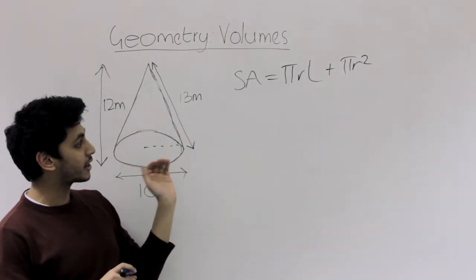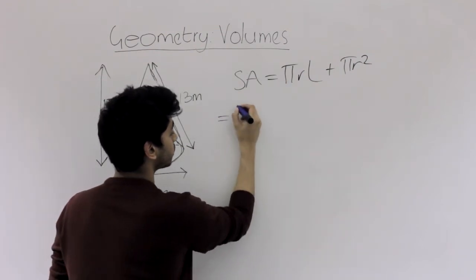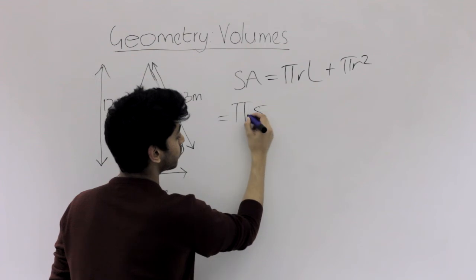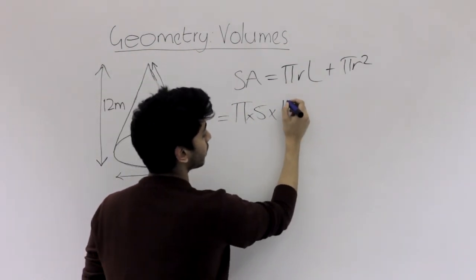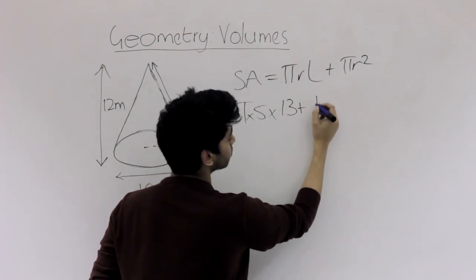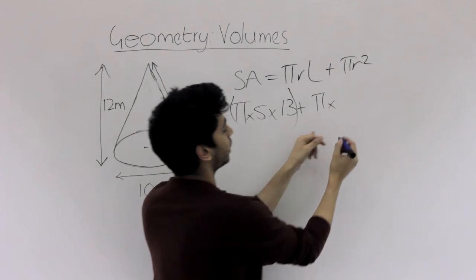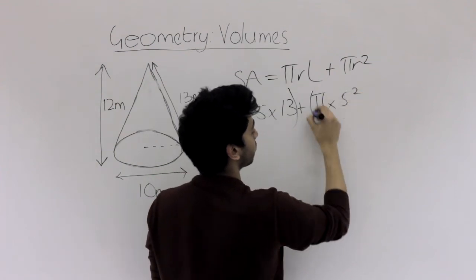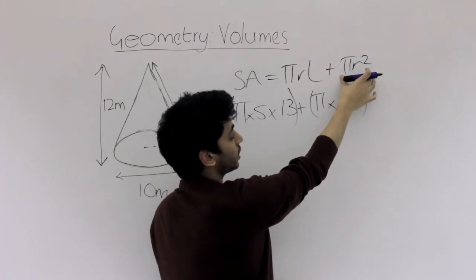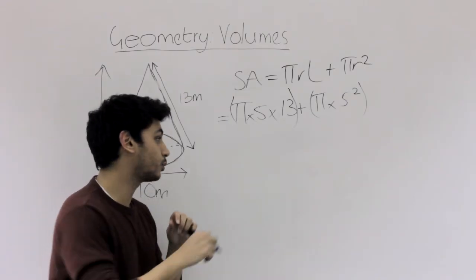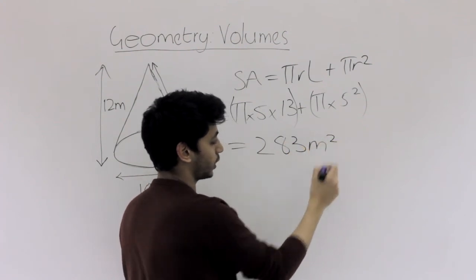Now if we take what we have in our diagram and plug this into our formula, we will get our surface area. So it's going to be pi times 5 times 13, which is just the length of our cone here, add pi r squared, which is going to be pi times, put a bracket around this just to make sure we know what we're doing, pi times 5 squared. So this section refers to the first part of our formula, and this over here refers to pi r squared. Now if we plug these values into our calculator, we get an answer of 283 meters squared.